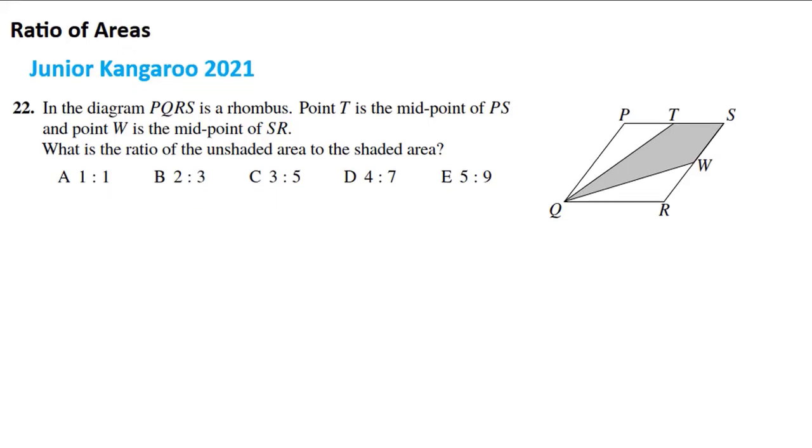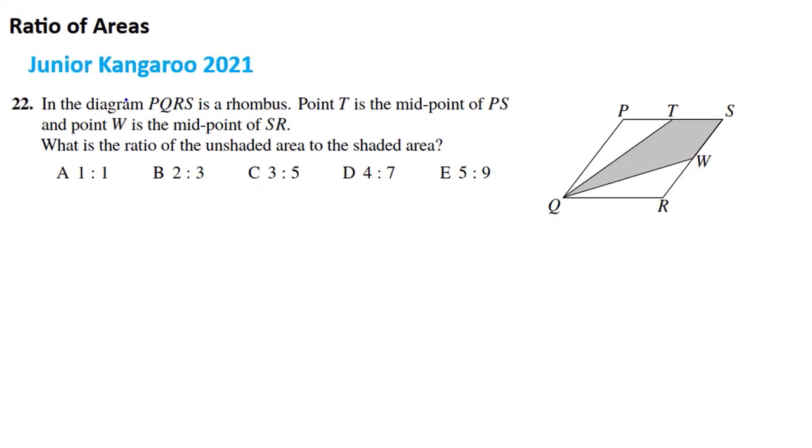Next idea is ratio of areas. For this idea, we want to solve 2021 Junior Kangaroo problem 22. In the diagram, PQRS is a rhombus, all sides are equal. Point T is the midpoint of PS, and point W is the midpoint. So we can say it's X, X, X, X. This one 2X, this one 2X. And what's the ratio of the unshaded area to the shaded area?